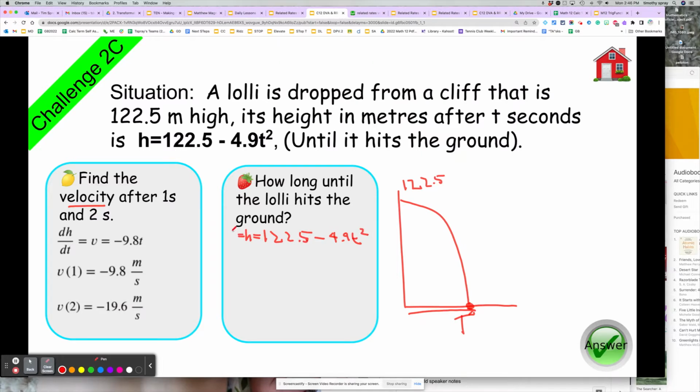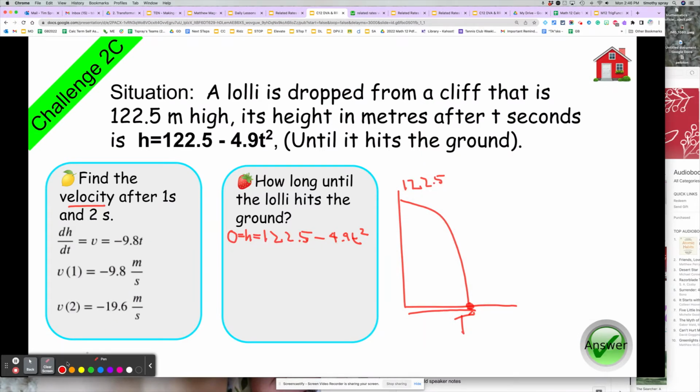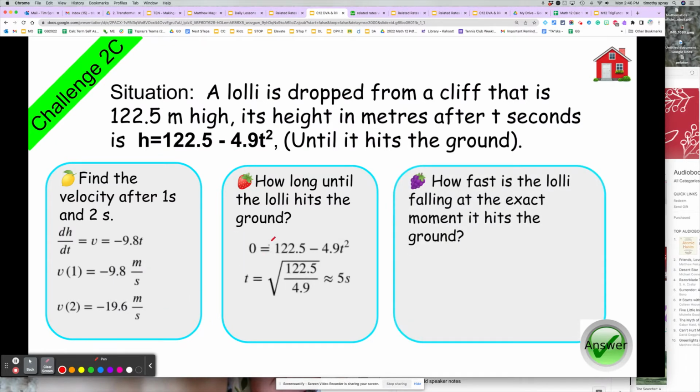We know what the height is when it hits the ground, so we're simply going to set this equal to 0. And so we'll end up having 0 equals something. Yep, I have. So I'm just going to clear the screen again. So 0 equals 122.5, and then we're really just going to rearrange this equation.